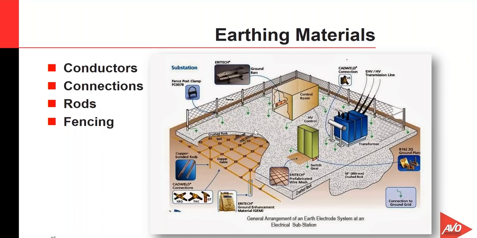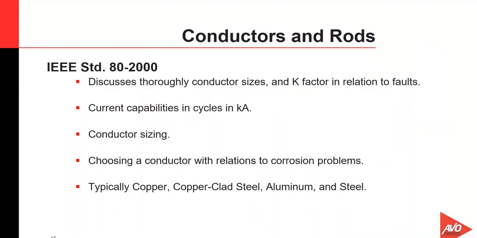Okay, so let's talk about our conductors and rods real quick and see what IEEE standard says about that. IEEE Standard 80-2000 discusses thoroughly our conductor sizes and our K-factor in relation to fault. We'll talk a little bit about K-factor and its relationship to the connections, current capabilities in cycles and clamps, and of course, conductor sizing is important as well. We want to make sure that everything matches in relation to the fault current. Choosing a conductor with relation to corrosion problems.